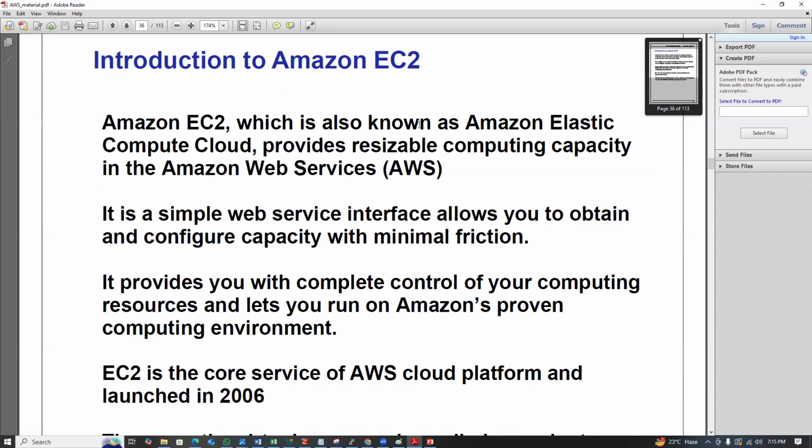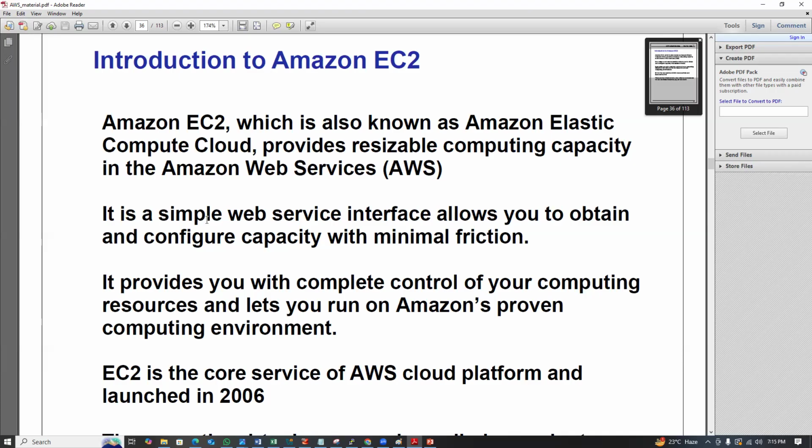Introduction to Amazon EC2. Amazon EC2, also known as Amazon Elastic Compute Cloud, provides resizable computing capacity. What is that? Resizable: t2.micro, t2.medium, t2.small, whatever you want, you can resize. If the traffic is low, you can reduce your resources. If the traffic is medium, you can resize to medium. If your traffic is high, you can resize it to match that traffic. It provides resizable computing capacity in Amazon Web Services.